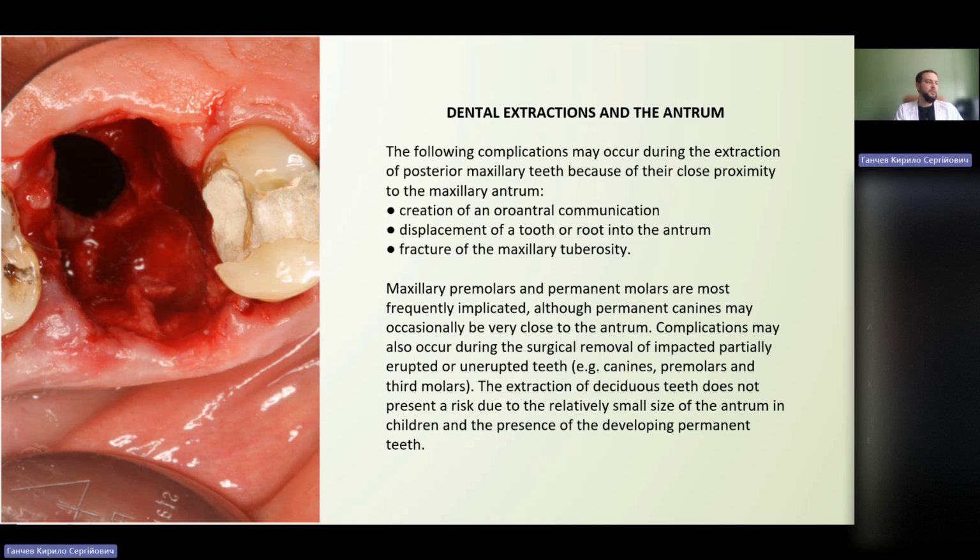Complications may also occur during the surgical removal of impacted, partially erupted, or unerupted teeth, for example canines, premolars and third molars. The extraction of deciduous teeth does not present a risk due to the relatively small size of the antrum in children and the presence of the developing permanent teeth.